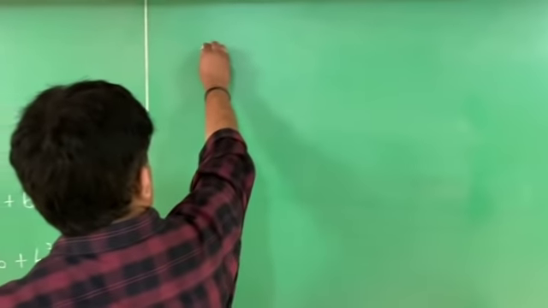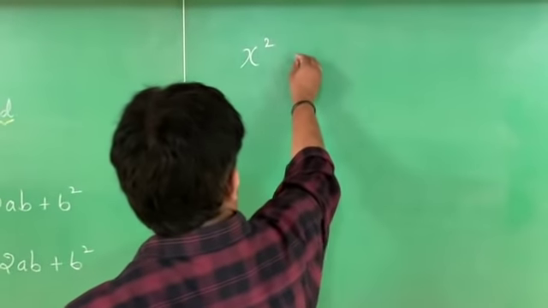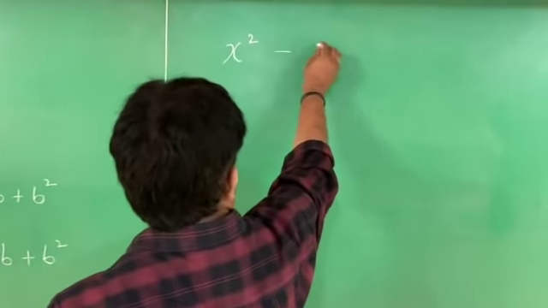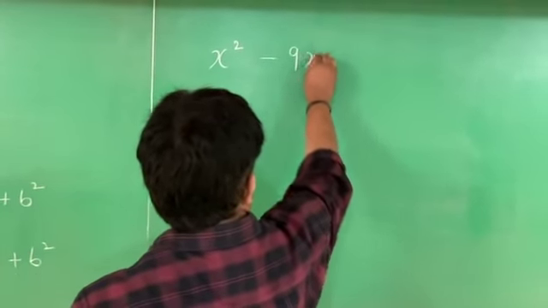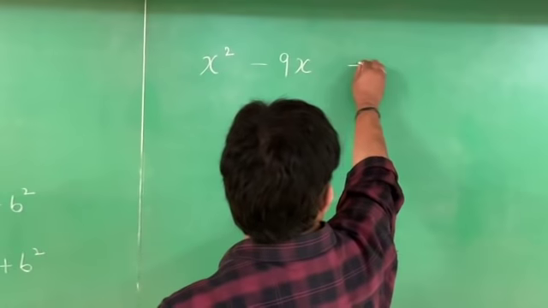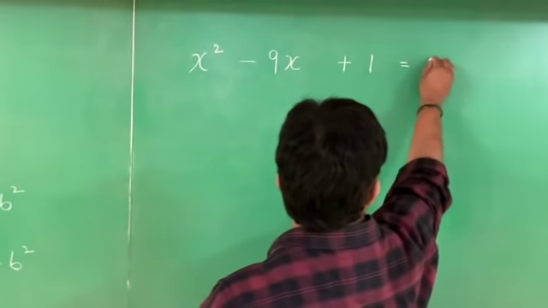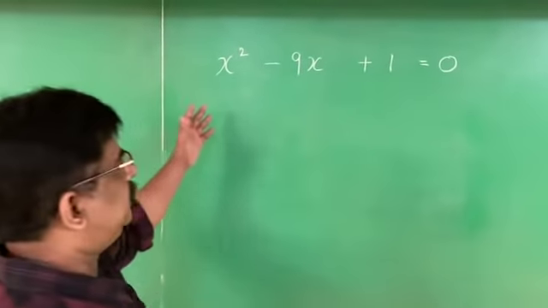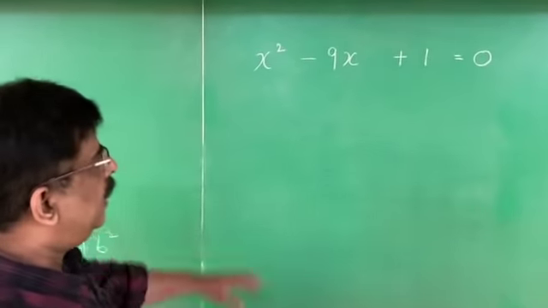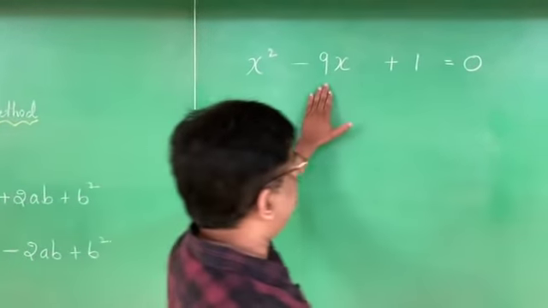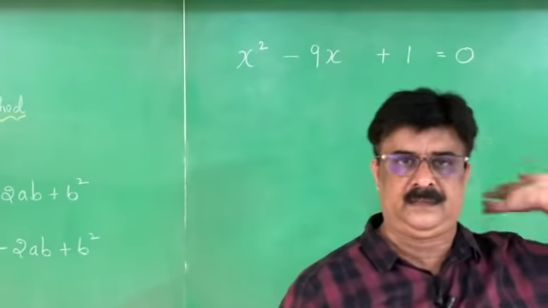Two things you have to remember. See the first one. I write an equation. X square minus 9x plus 1 is equal to 0. This is an equation. I wanted to solve this equation by completing the square method.